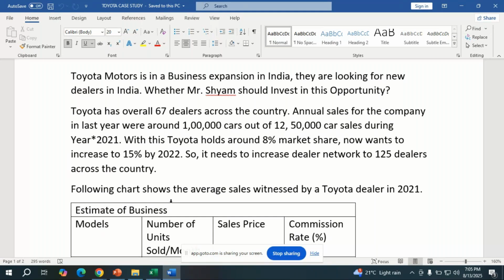Now we have a small history of the Toyota Motors company. Overall, across the country, it has 67 dealers in the Toyota Motors business, and the annual sales for the company last year were around 1 lakh cars, out of which 12 lakh 50,000 cars were sold during the year 2021. With this, Toyota holds around 8% of the market share.